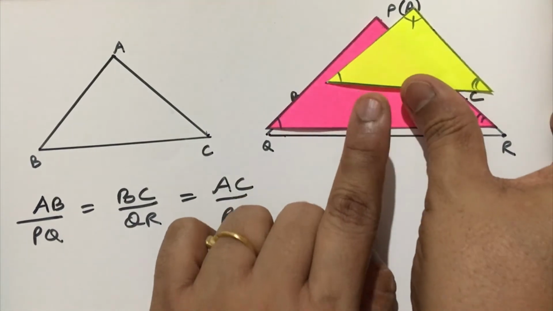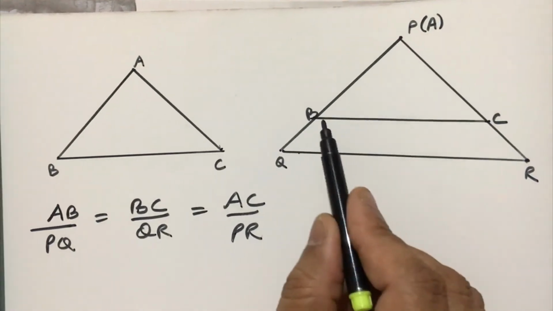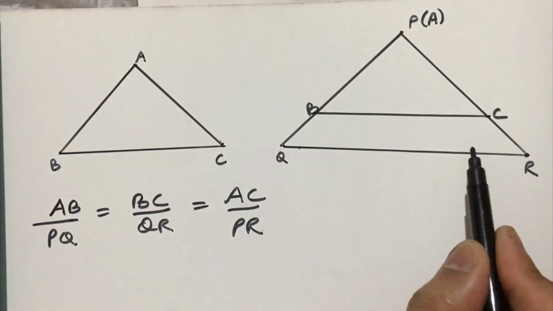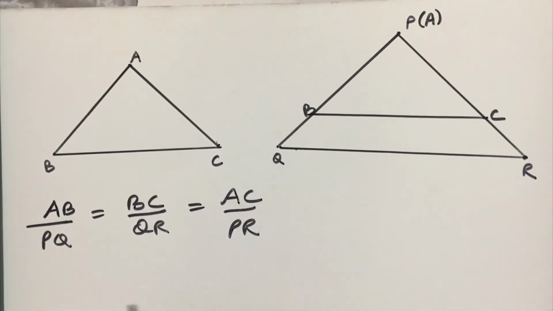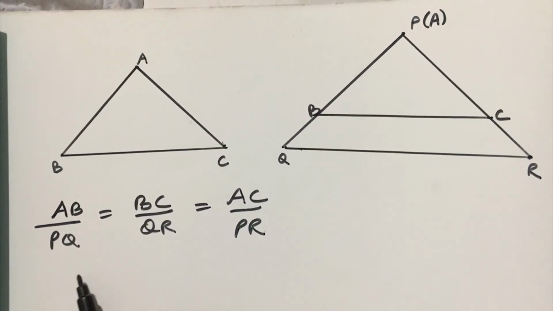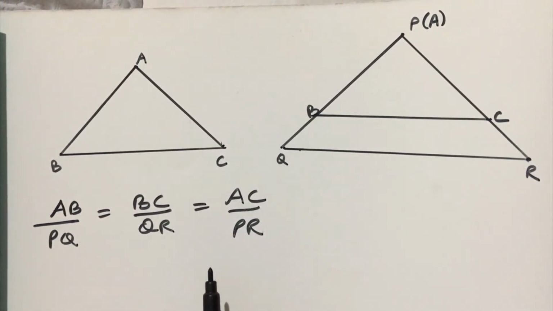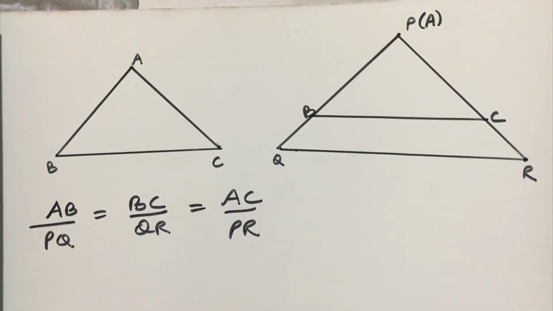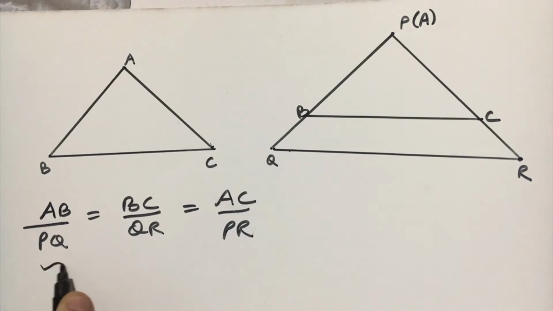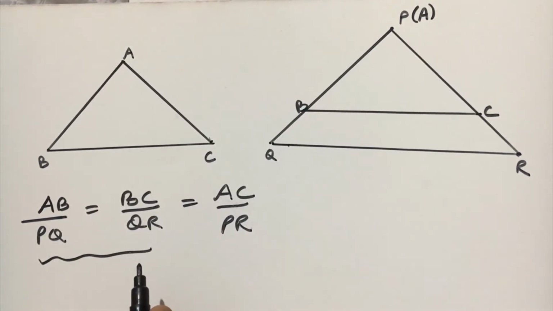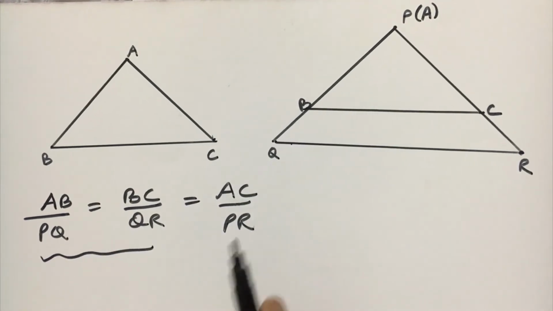So, let us check how it is possible. When you join this one here, we are getting a triangle ABC on a triangle PQR. In this one, what is given here? AB by PQ is equal to BC by QR is equal to AC by PR, right? So, when I take this, AB by PQ is equal to BC by QR. Now, this is also equal to AC by PR, right?